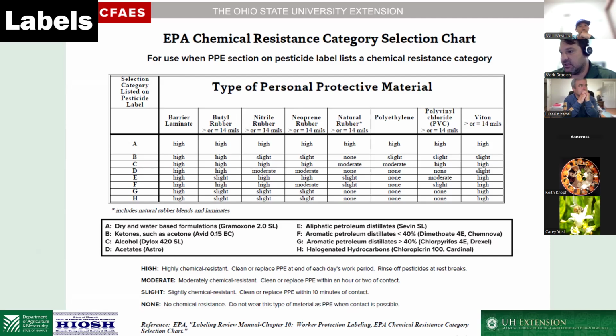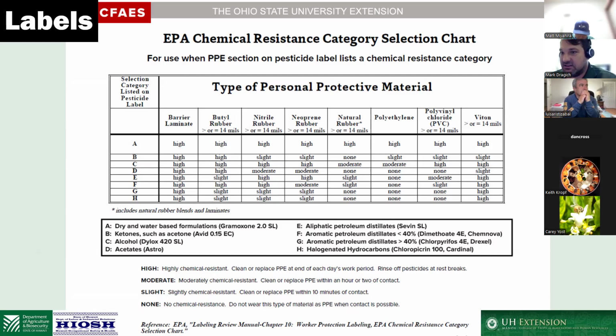Okay, so the only material that's highly resistant to all chemical categories is barrier laminate. So if you're going to buy one set of gloves for everything, barrier laminate's the one you would use. Caveat there, barrier laminate is super slippery. So it's like kind of thick plastic and you try to grab a jug, you could drop it, right? So it's not necessarily the safest thing. It's just the one that's chemical resistant to all categories.